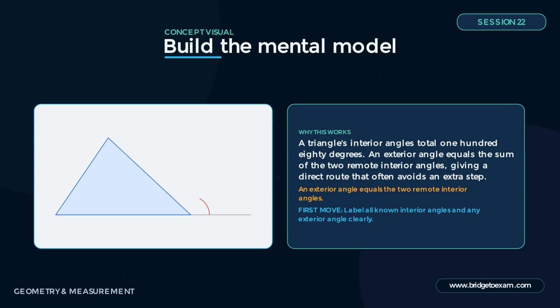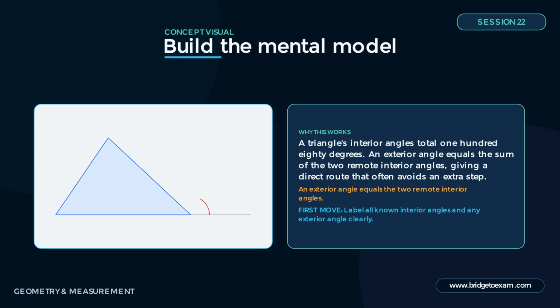Here's the central reasoning. A triangle with remote interior angles 47 degrees and 63 degrees has exterior angle 110 degrees. The adjacent interior angle is 70 degrees, and 47 plus 63 plus 70 equals 180, which confirms both relationships.